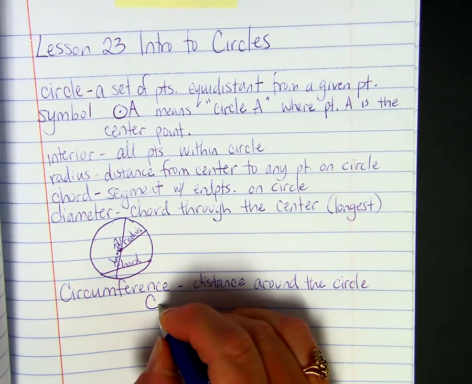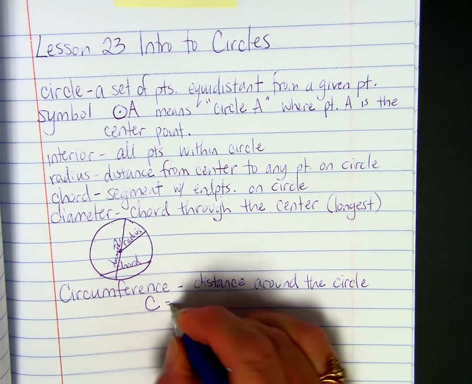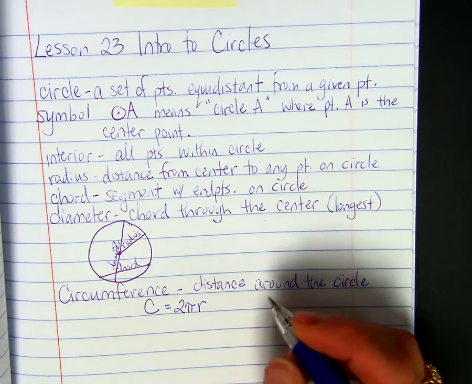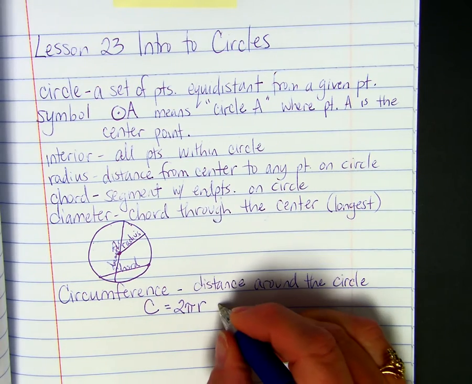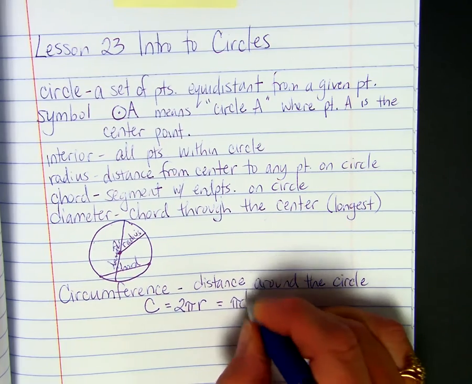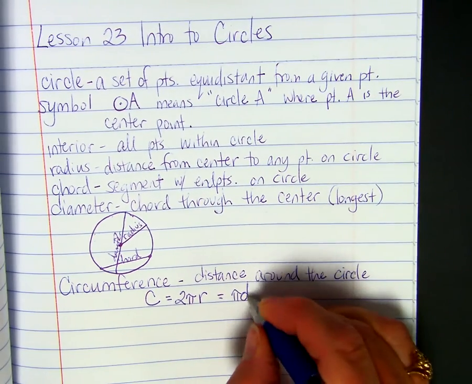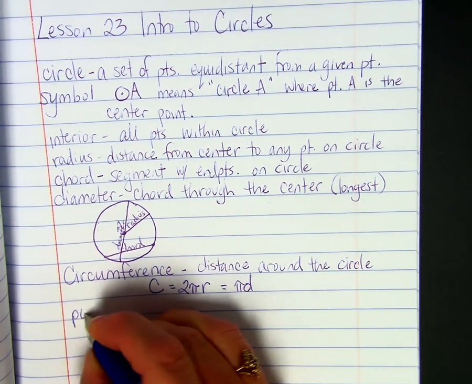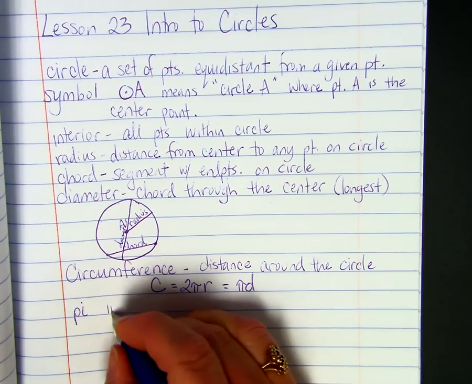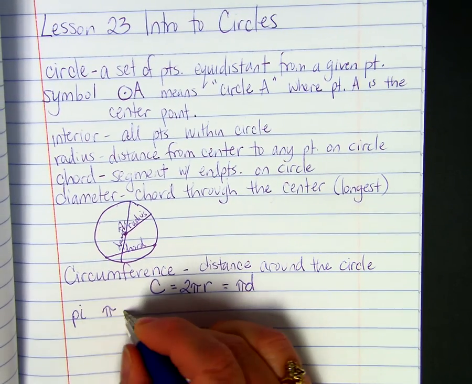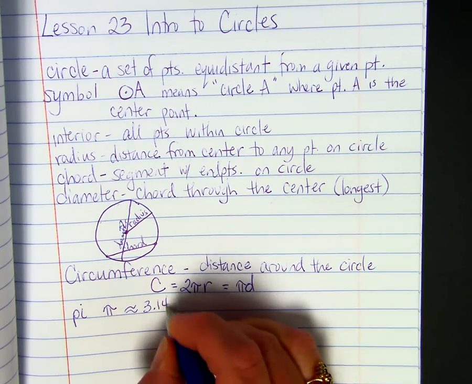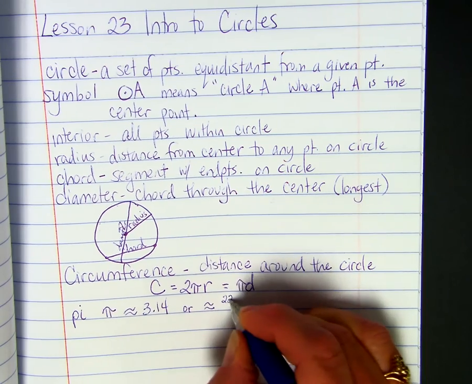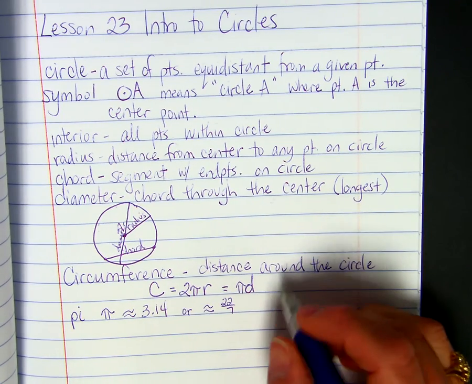Okay. So circumference, yes, you have to know the diameter. It's 2 times pi times the radius. And 2 radii is the same thing as a diameter. So you could write it pi times diameter also. Pi is spelled P-I. We use the Greek letter pi. It's approximately 3.14. It does not equal 3.14. It's approximately. Or 22/7 is another approximation.